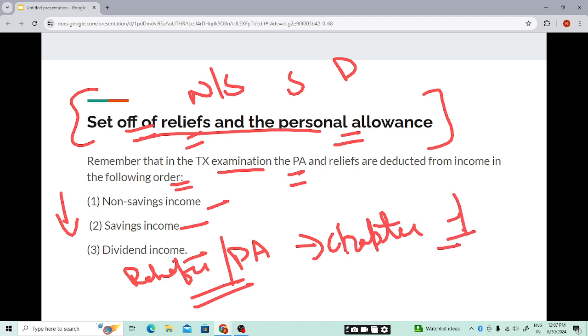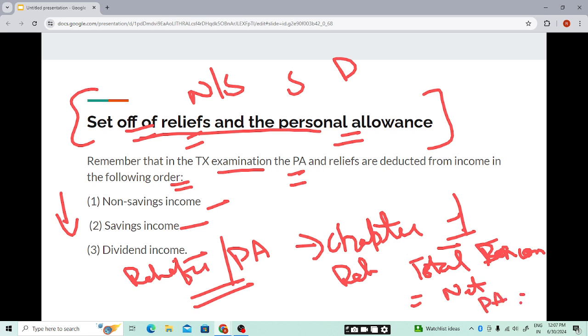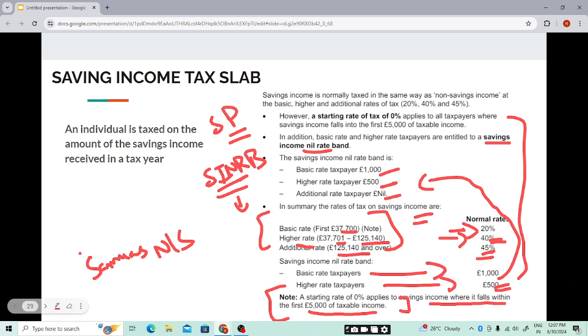So from which amount will you reduce your relief? That is total income. From total income, you will reduce your relief, and you will get your net income. From the net income, you will reduce your personal allowance to get your taxable income. Clear with this? We have completed this also.